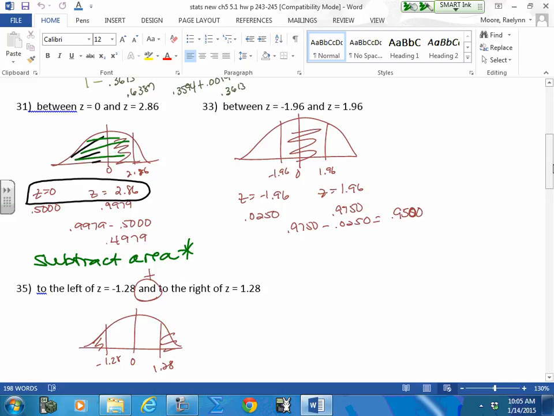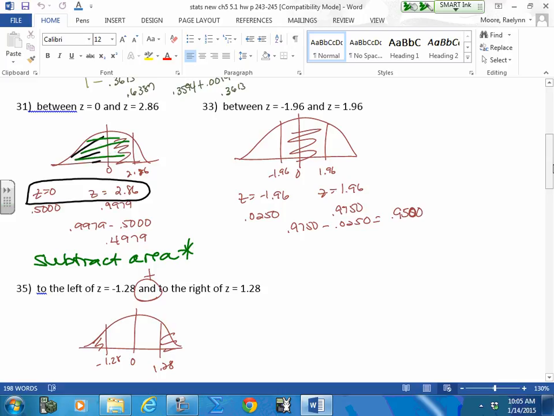Well, the 0 is at the 50%. The 2.86 is 50% plus a little bit more. So if we take out that 50%, we can find out what that little bit more was equal to. So we just want to find what's in between them. And it's a little more difficult for us to find in between because your area is always measured to the left.